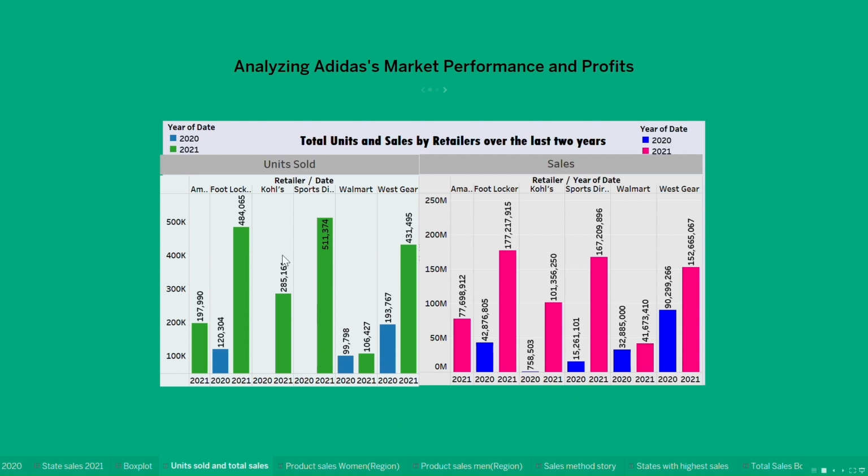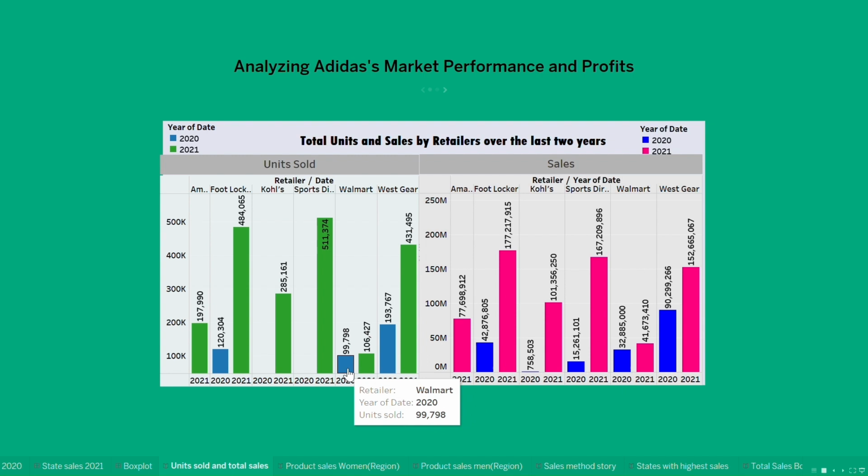For example, for the units sold for Foot Locker in 2020 we had 120,000, but then the following year, 2021, it jumped to 484,000 units sold. And when we come to the sales also, we can see, for example, Foot Locker in 2020 sold 42 million, and then the following year sold 4 times the amount. That's about 177 million in sales.